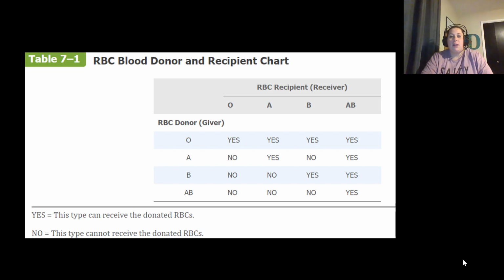So if you are a type O, you are the universal giver. You can give blood to anybody. If you have type A blood, you can give it to A and AB individuals. B can give it to B and AB, and AB can only give it to AB. So AB is the universal getter because it can get blood from pretty much everybody. Okay, but O can only get blood from O. Okay, it cannot get it from anyone else.